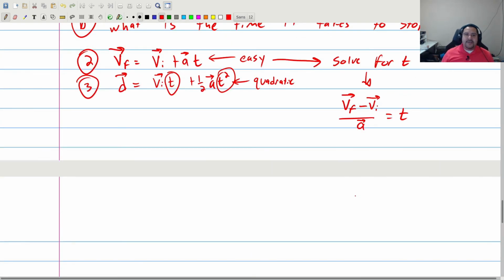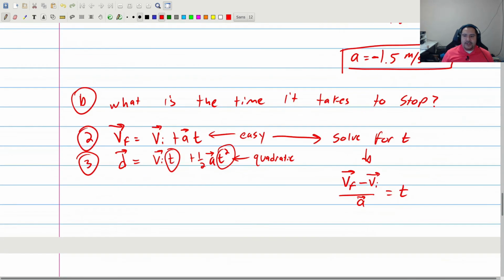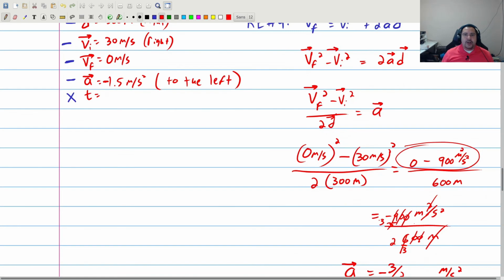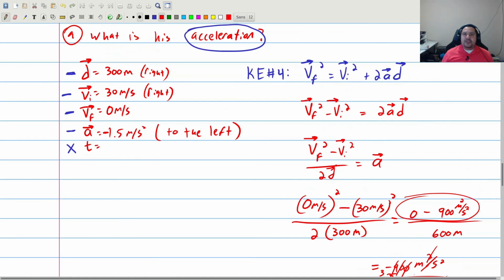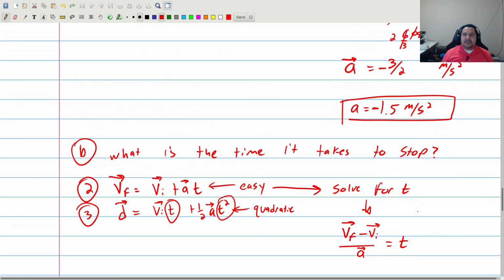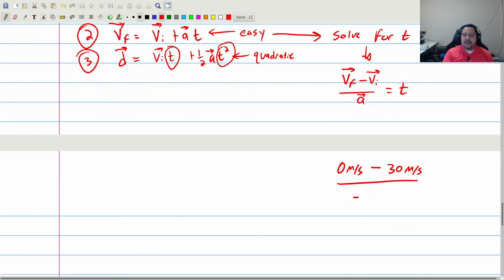Let's see, what was V final? V final was 0 meters per second. Minus V initial, which was 30 meters per second. So minus 30 meters per second, divided by, what was his acceleration? It was negative 1.5 meters per second squared.